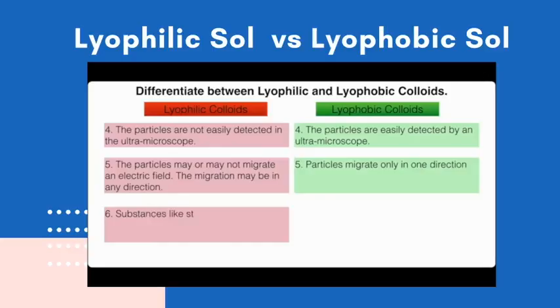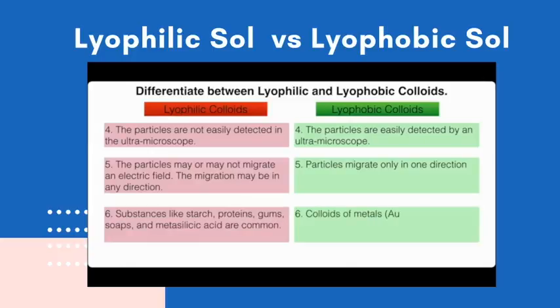Substances like starch, proteins, gums, soaps, and metaxylic acid are common lyophilic colloids. Colloids of metal, such as gold, platinum, sulfur, arsenious sulfide, and silver iodide are common examples of lyophobic colloids.